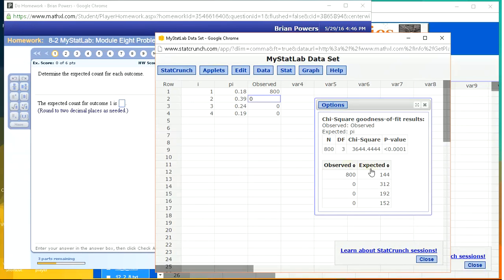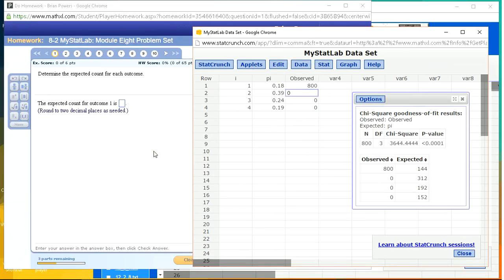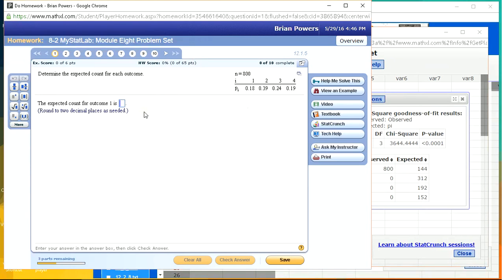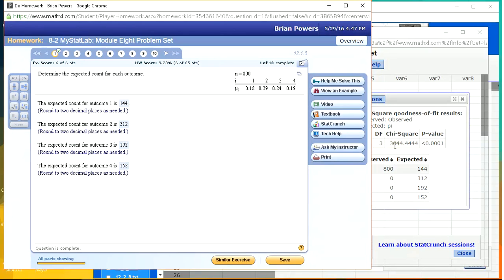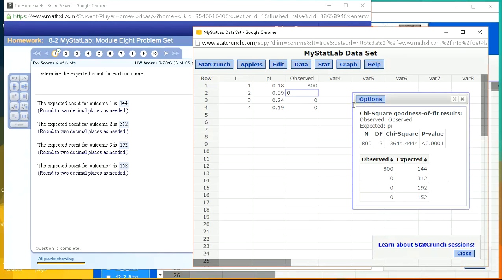You notice that down here in the table, it gives me the expected outcomes for each of the four values 1, 2, 3, 4. Just bear in mind that this is all in order. So I could answer the problem using this. For the first one, it's 144. The next ones are 312, 192, and 152. Super easy. I don't have to do the calculation. I just had to trick StatCrunch into doing a goodness of fit test with some fake data and these proportions, and I was in business.